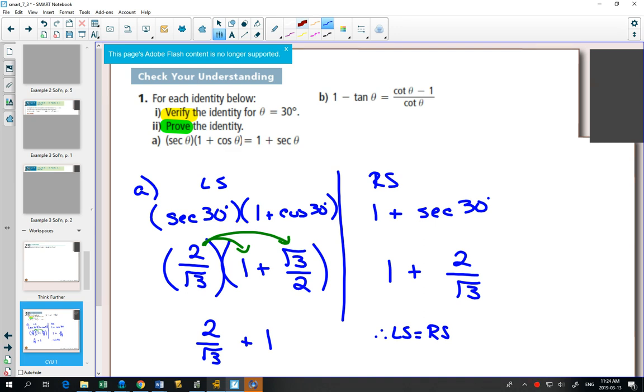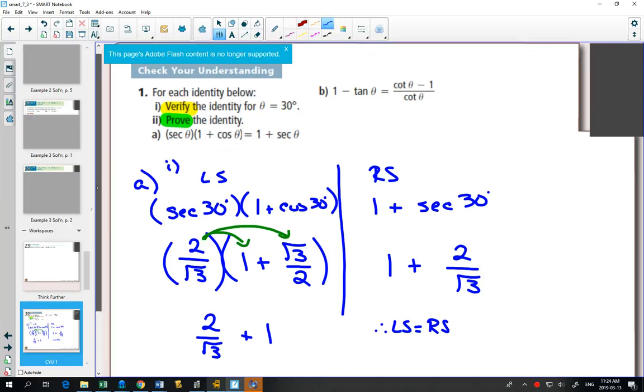So sometimes what happens with mathematicians is they've got an equation, they plug in a value, and they're like, oh, they're the same. And then they wonder, are they always the same? So a proof is showing that something always works. So this is part I, verifying.